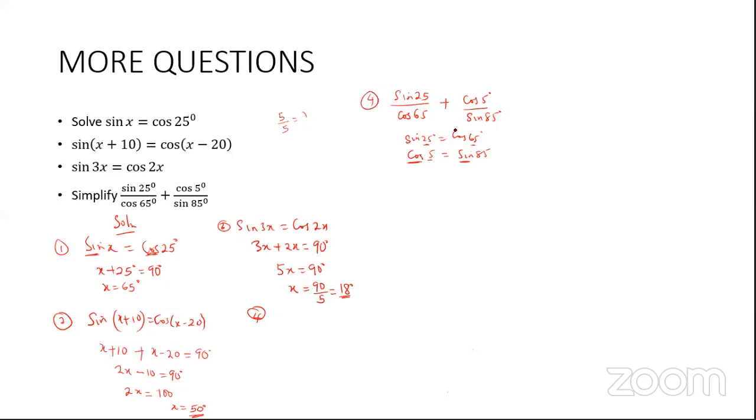And when the numerator and denominator are equal, such a fraction will give us 1. So as a result, the whole of this is 1, plus the whole of this is also what? 1. 1 plus 1 is equal to 2. Okay. Do you get that? Yes, sir.